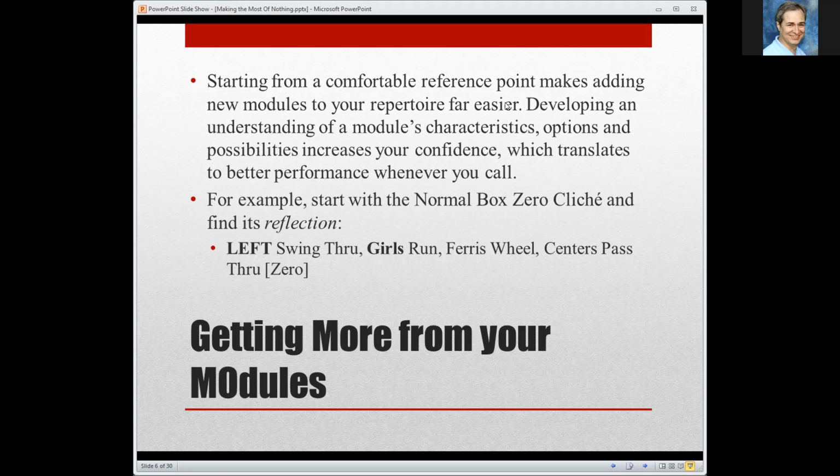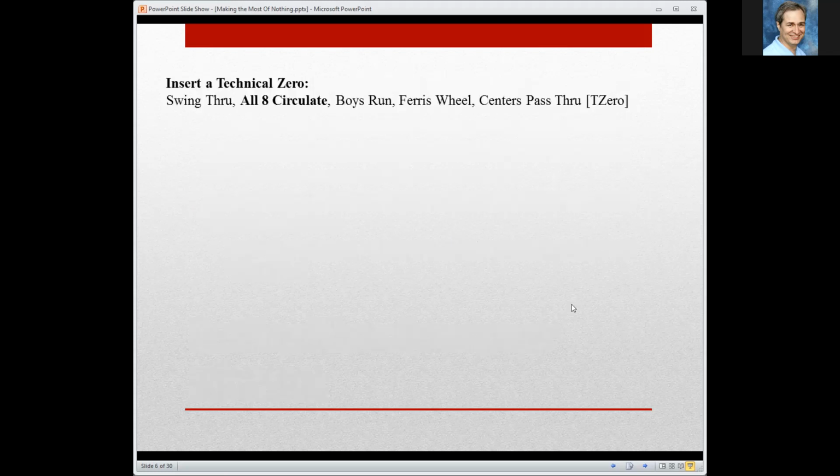We're going to change the module. It's basically the same module. We really only changed one thing. We're going to the left, and then it's the girls that run rather than the boys. And if you call it centers run, then the only thing you changed was the left. Okay, so we could insert a technical zero in the middle of the thing, and that gives people a different aspect, a different place to dance. Swing through, all eight circulate, boys run, Ferris wheel, centers pass through.